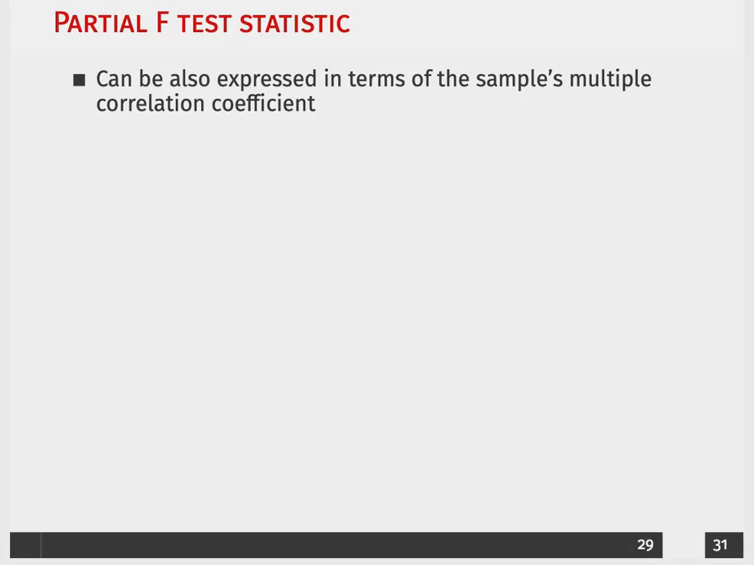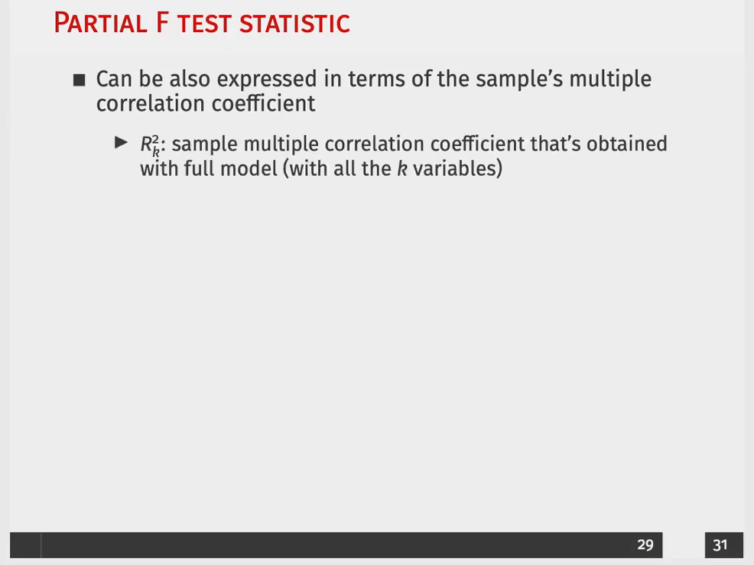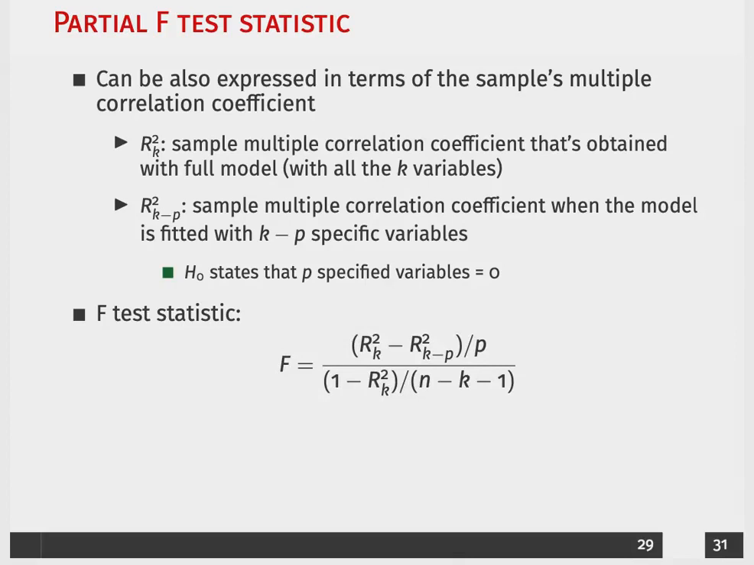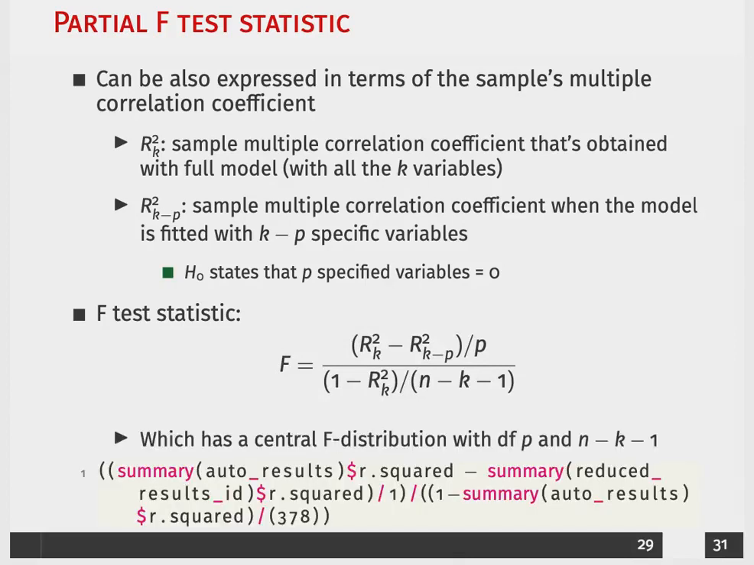As I stated before, we can not only do the partial F tests like I just did using ANOVA, we can express them using our R squared, where the R squared is the sample multiple correlation coefficient that we obtain with the full model, remembering that k is all of the variables and p is the number of variables that we have in our subset. And again, the null is stating that the specified variables have no relationship with our outcome. We can rewrite our F statistic as such, and we can get it in R with this. I don't want to go over too much of what's happening here. You can go over it in more detail if you want.